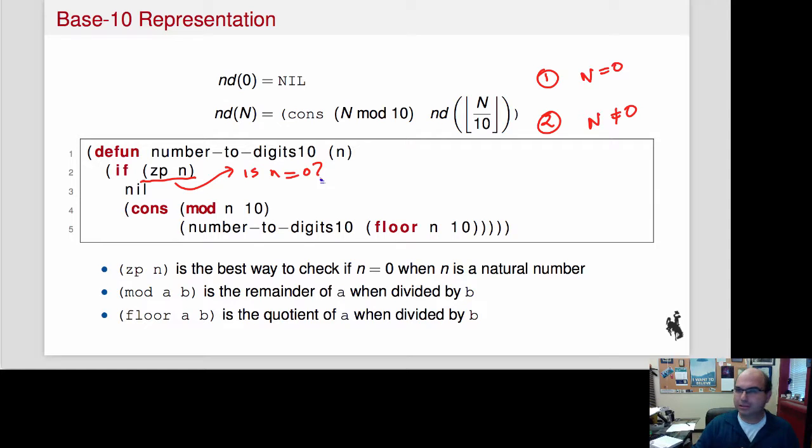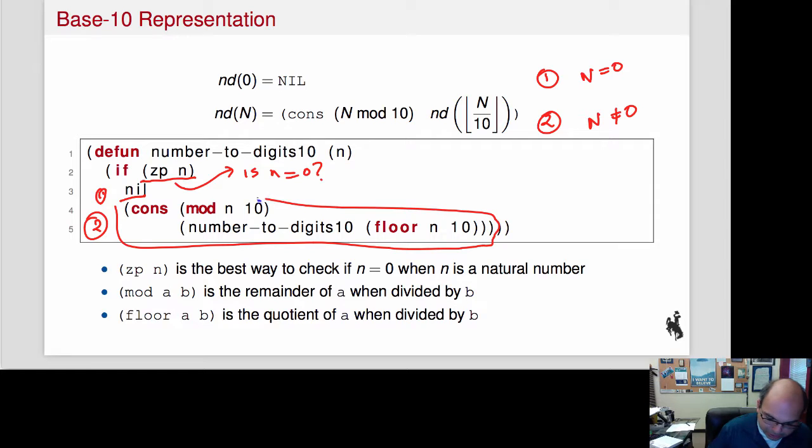That's actually useful because if somebody is foolish enough to type number-to-digits 10 of pi, it will treat it as 0 and simply return nil. We want that because generating all the digits of pi would take infinitely long, so you'd never get an answer. Anyway, this is case 1, because n is equal to 0, and this is case 2. This is the value returned by case 1, and here's the value returned by case 2.